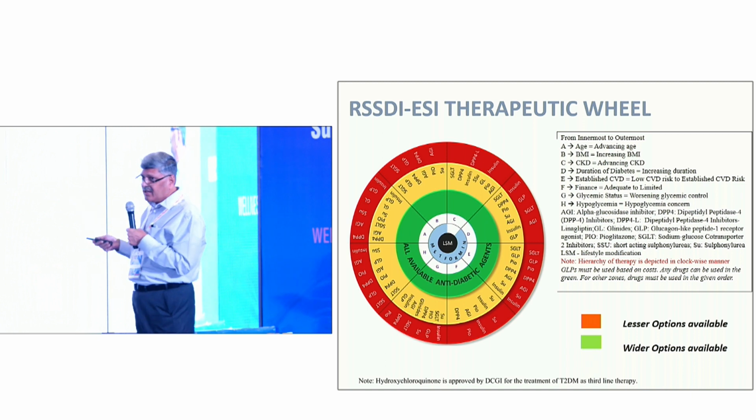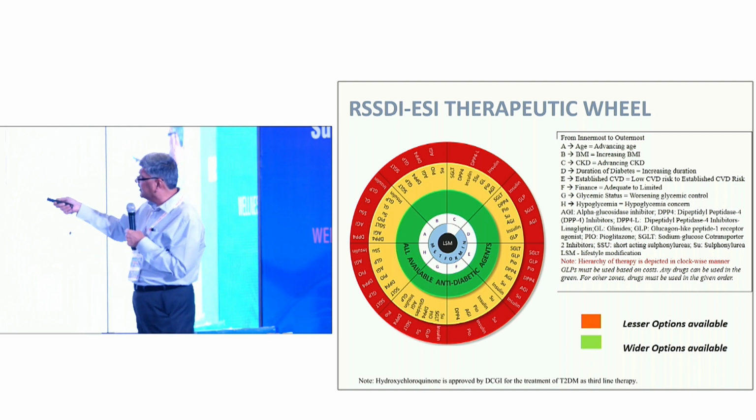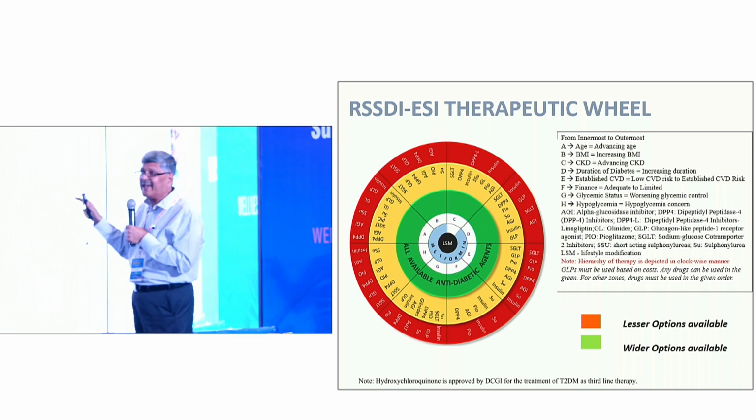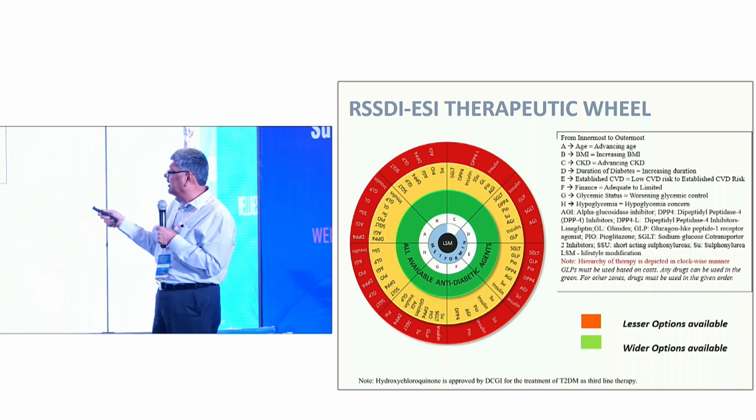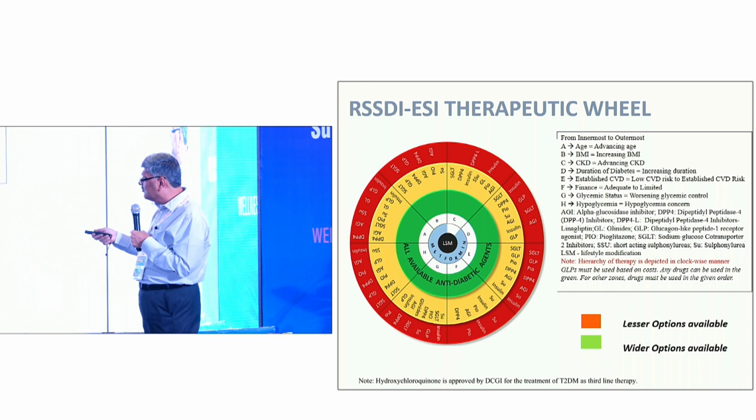If the BMI is not that high, let's say 27, 26, 25, SGLT2, GLP-1, these four plus pioglitazone and sulfonylureas also can be given. The weight neutral sulfonylureas at that stage can be given. And of course, if the BMI is not a concern at all, any drugs can be used. So this is how it was devised.